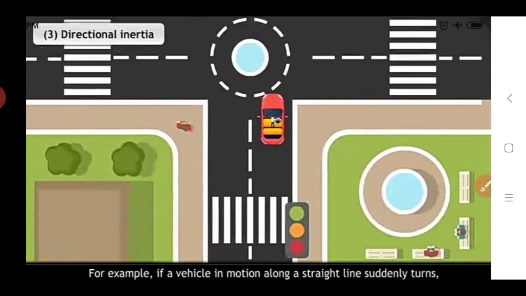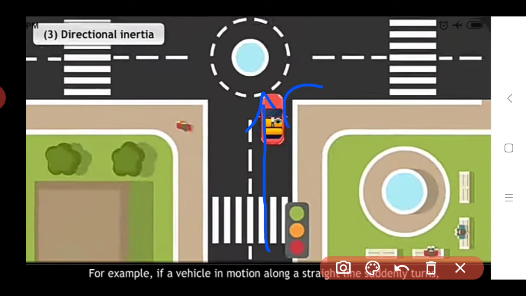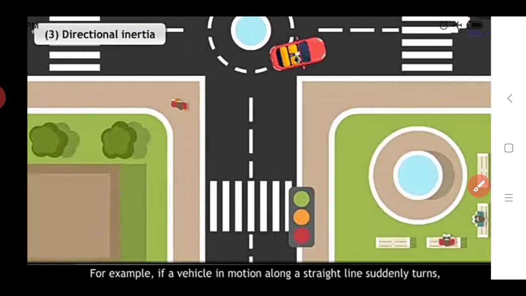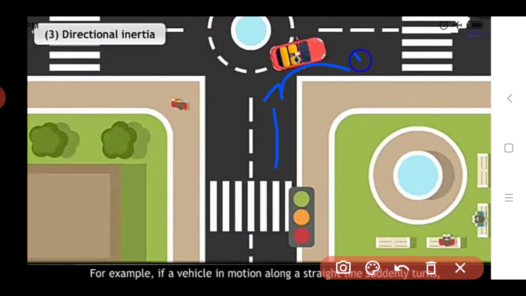If a vehicle is in motion along a straight line, see this car is traveling along a straight line like this. But suddenly a turn appears. At that point, if the vehicle is in motion along a straight line, it suddenly turns. It travels like this and suddenly turns in that direction because there is a turn on this road.